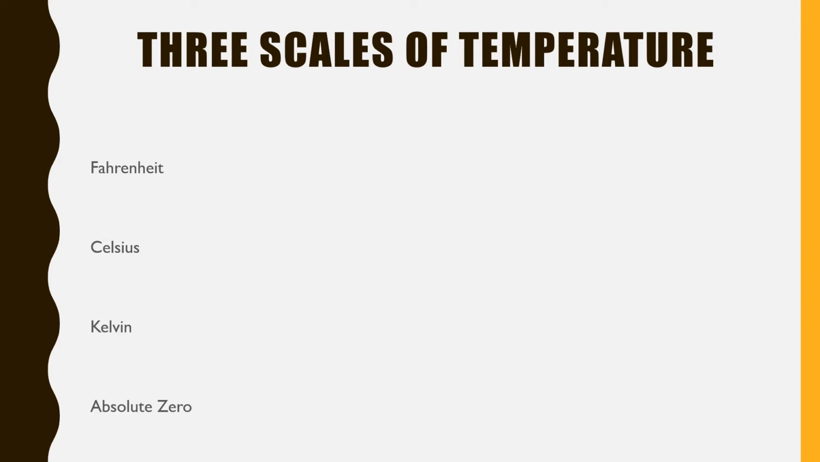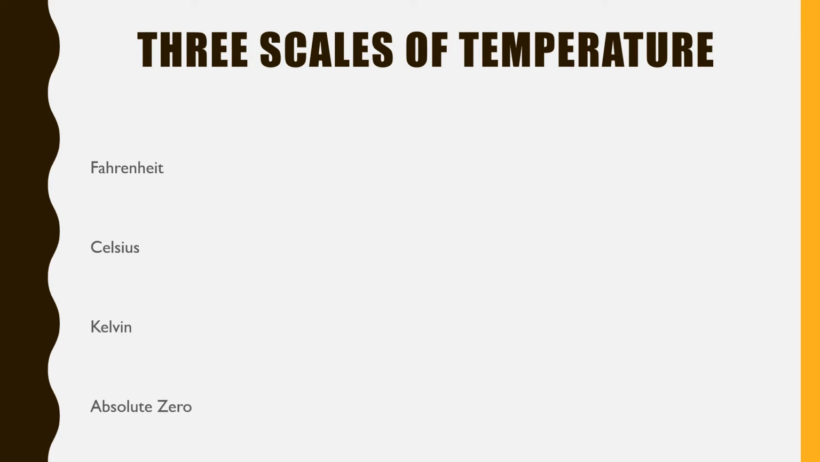So we have three scales of temperature. Temperature, as I said, will determine what phase of matter it is. And when I say three scales of temperature, temperature is constant. It's just three different units to measure the same thing. The same way that 12 inches is 1 foot, we have three scales to measure the exact same distance, or in this case, temperature. So Fahrenheit, Celsius, and Kelvin.